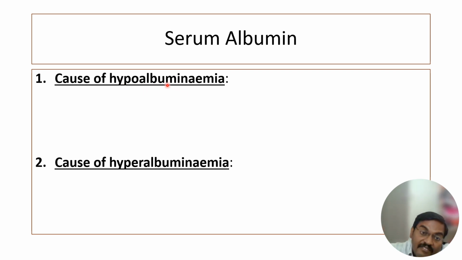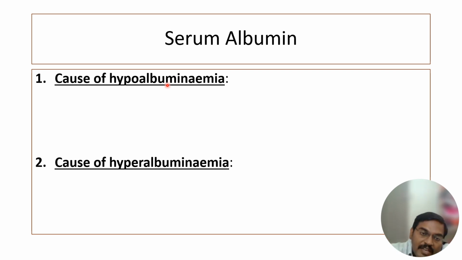Second, when there is a renal damage, more albumin will be lost in the urine. Normally the nephrons are going to filter the blood but will not allow the albumin to pass into the urine. It will be present only in the blood. But when there is a renal damage, albumin will be excreted in the urine. So more albumin is lost in the urine, and the blood level of albumin will be reduced. This is the second point, that is renal damage.